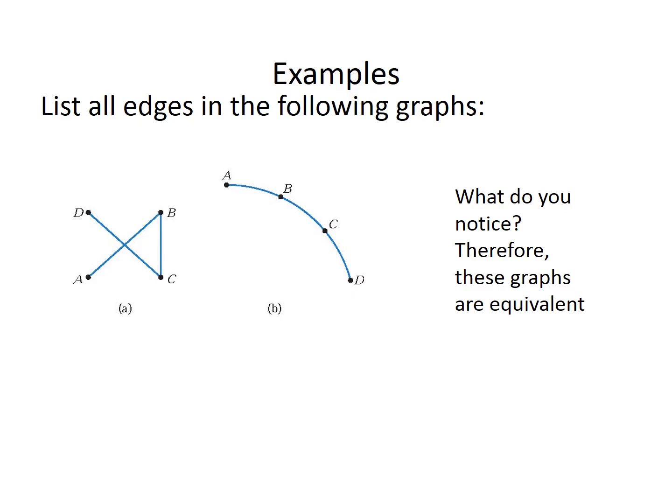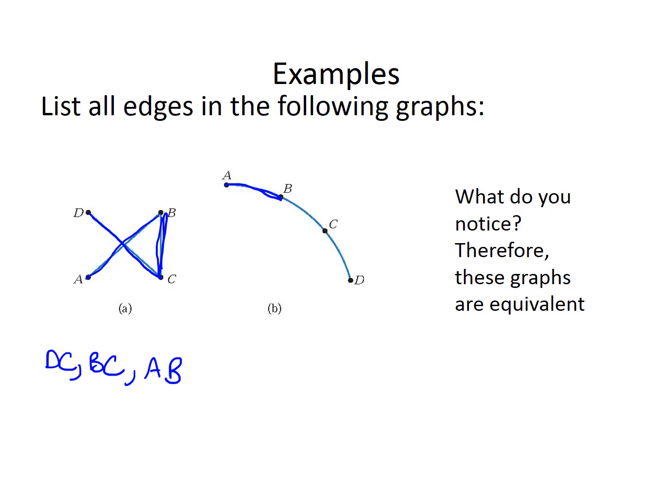List all the edges in the following graphs. So we have 2 graphs here in part A. I find it sometimes helpful to trace the edges as I'm writing them down to make sure that I don't forget any. So the first edge is DC, or again, you can write that as CD, it doesn't matter. The next edge here is BC, or CB. And here we have the edge AB. And then we can look at the second graph, and the second graph has 4 vertices and 3 edges.